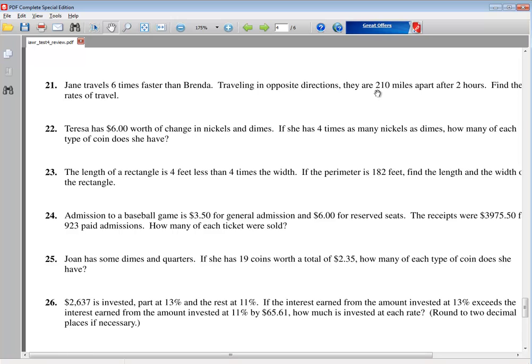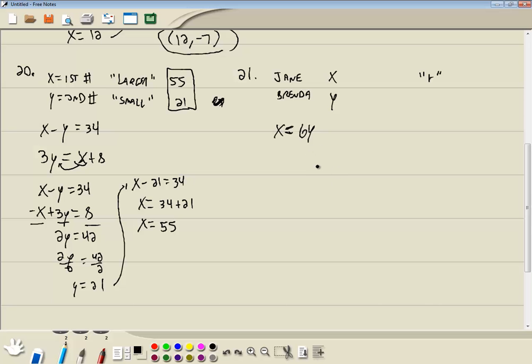Traveling in opposite directions, they're 210 miles apart after 2 hours. So here's J and B. They start in the same location, and they're going in opposite directions. So they're working together to achieve this distance. Distance is equal to R times T. So the rate times time of Jane plus the rate times time of Brenda is going to give us our total distance.